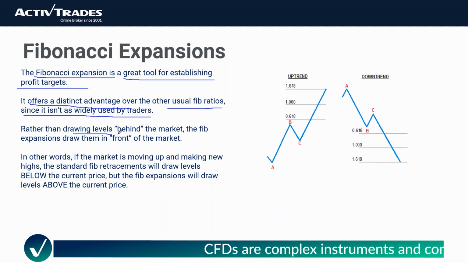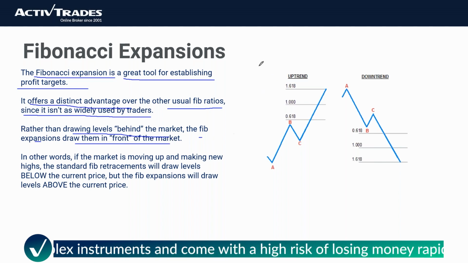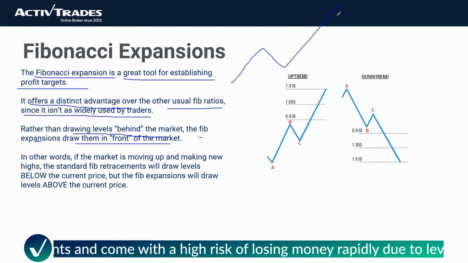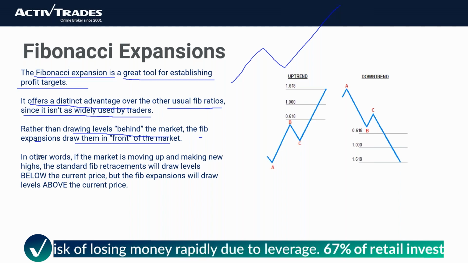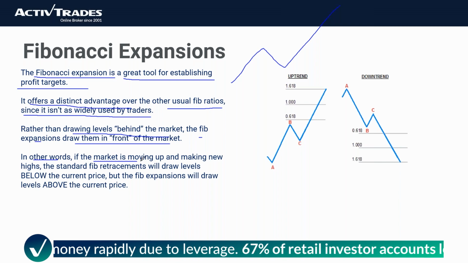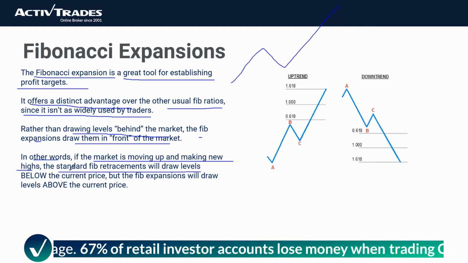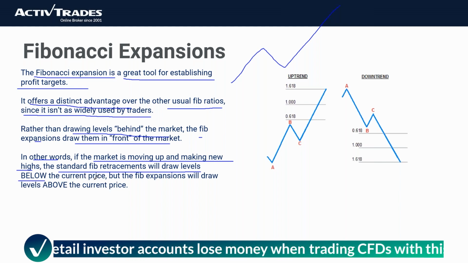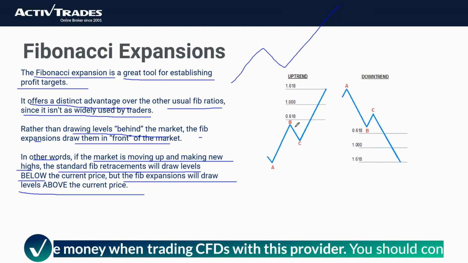And as it says, rather than drawing levels behind the market as a fib retracement, the fib expansion draws them in front of the market, as in front of where we think the highest probability move is likely to move towards. So, in other words, if the market is moving up and making new highs, standard fib retracements will draw levels below the current price.